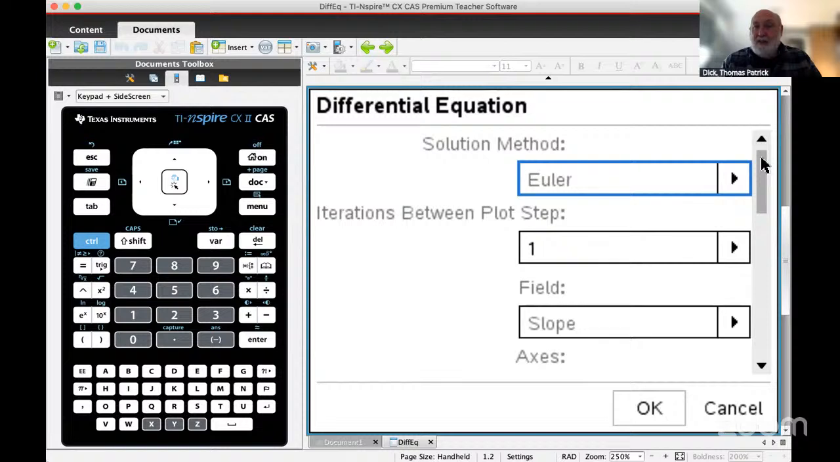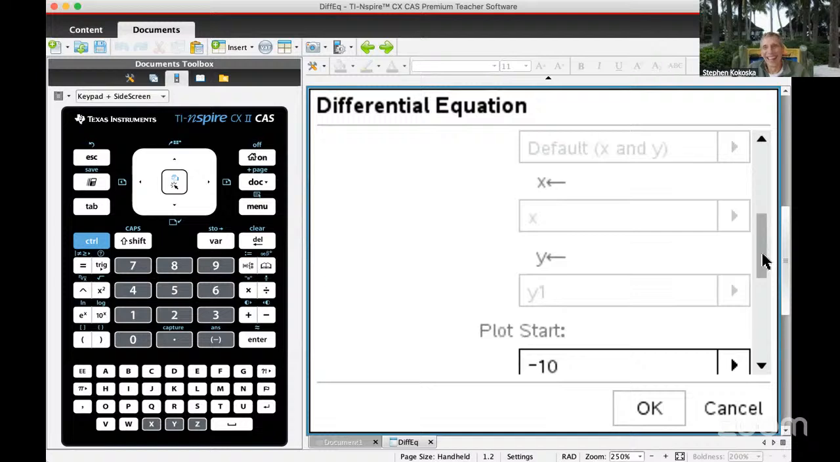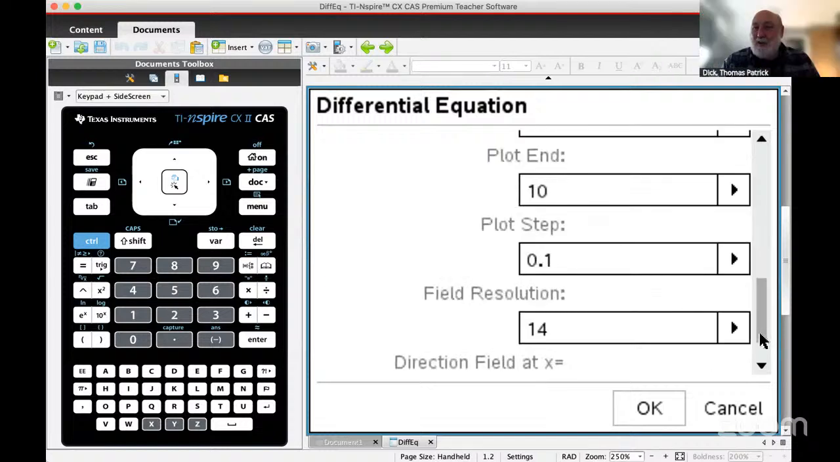There's a lot of stuff here, but the one I'm interested in, I'm going to scroll down. And for a future topic, you can see there's Euler. But let's scroll down, and I want to go down to where it says field resolution. As far as I can tell, this is the part that controls how fine the line set.